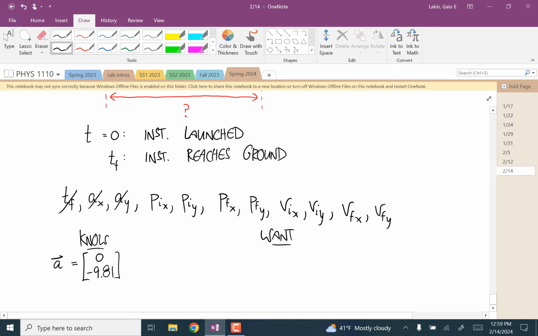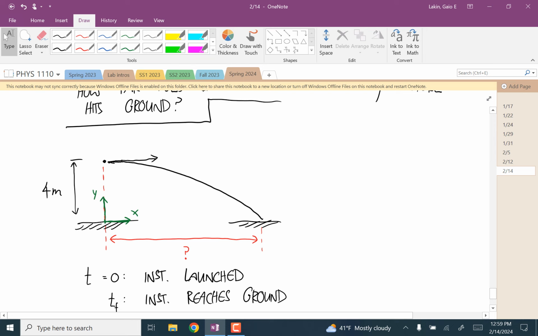Do we know the position at time equals 0? Remember, that's the coordinates of the object at time equals 0. So you can see that that's 0 x, positive 4 y. You with me on that?